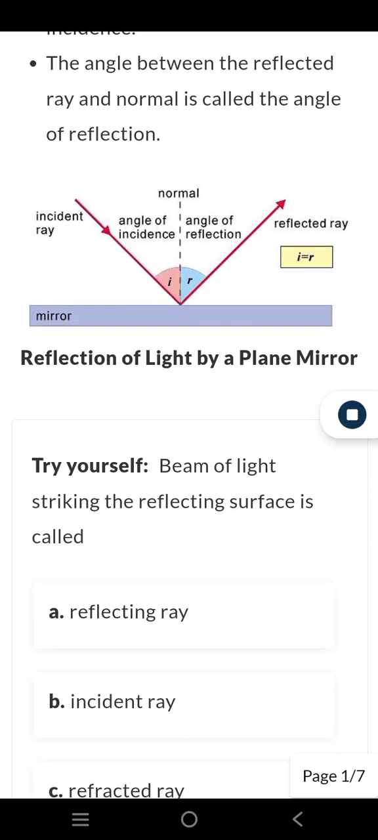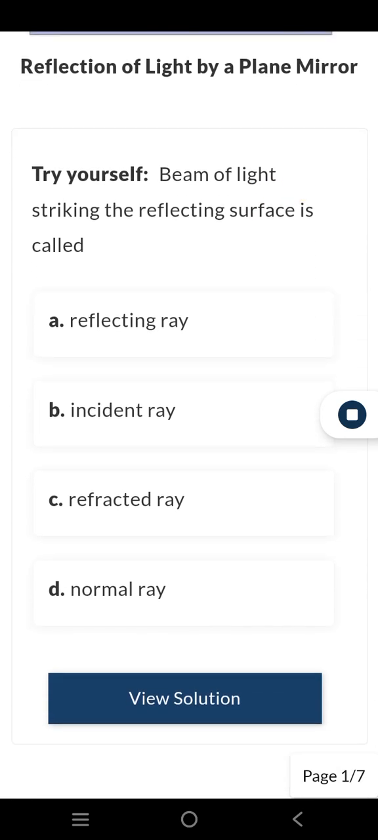Try yourself. A beam of light striking the reflecting surface is called a: A. Reflecting ray, B. Incident ray, C. Refracted ray, D. Normal ray. Explanation: A beam of light striking the reflecting surface is called incident ray. View solution.